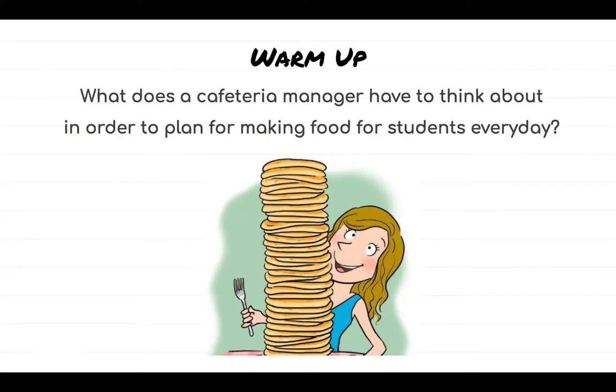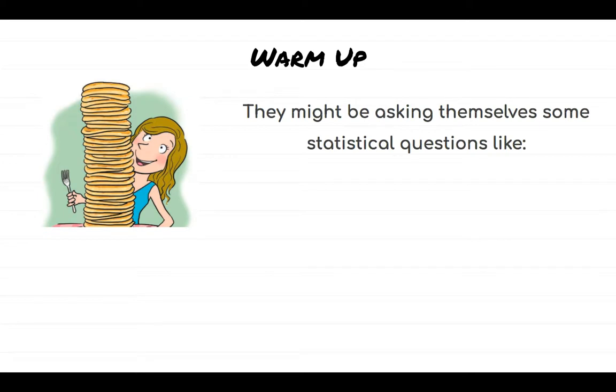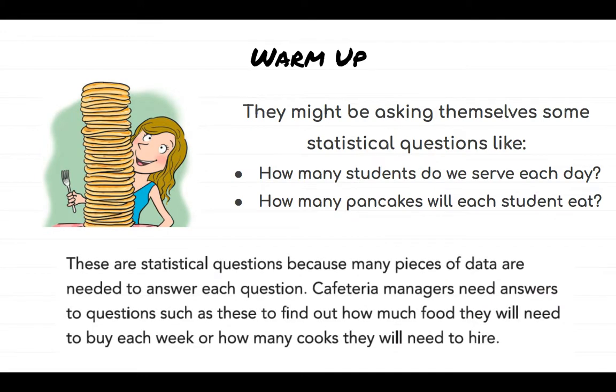For the warm-up, you have been asking what does a cafeteria manager have to think about in order to plan for making food for students every day. Now, the manager could ask themselves some statistical questions like how many students do we serve each day, how many pancakes will each student eat, in order to figure out what kind of food they have to buy each week or how many cooks they will need to hire. These are what we call statistical questions because many pieces of data are needed to answer each question.